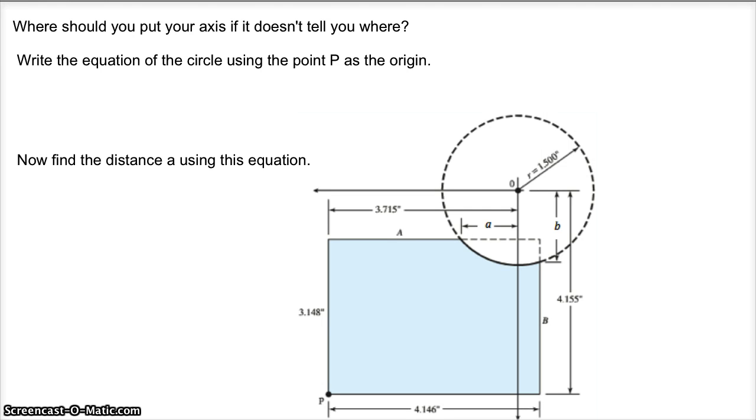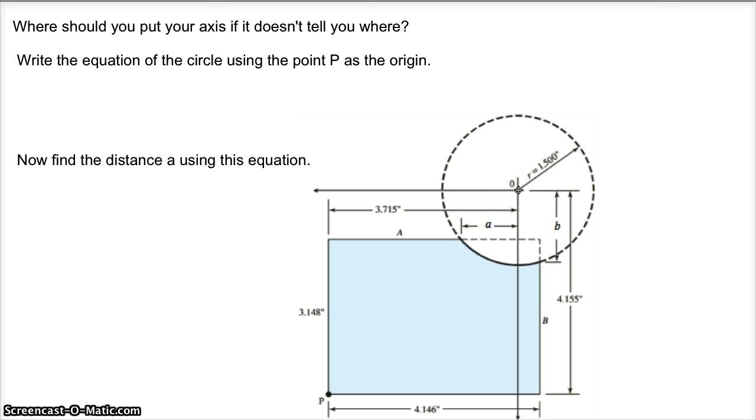And this is the last problem on the class notes for section 22.3, and we're going to look at the difference between maybe where I put my origin, so where the x and y axis intersect. Okay, and we're going to do this problem. I'm going to find A using point P as my origin. I'm going to find this distance B using the center of the circle as my origin.